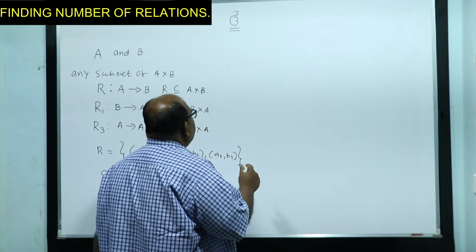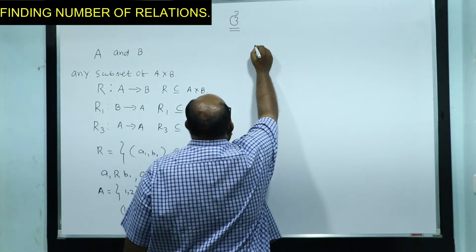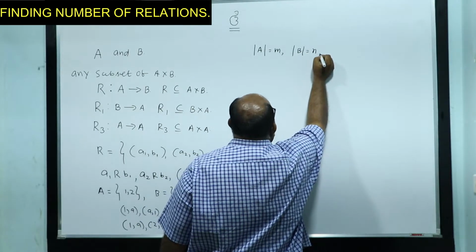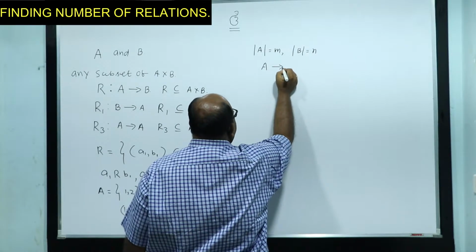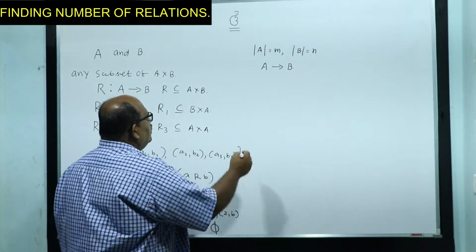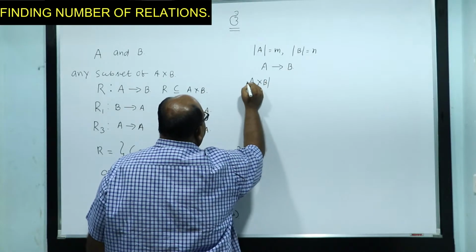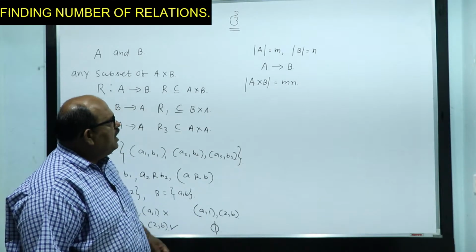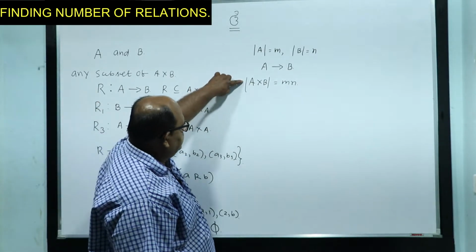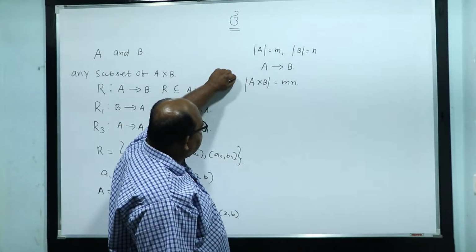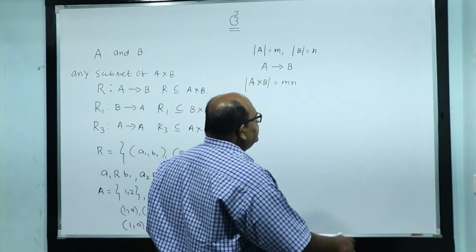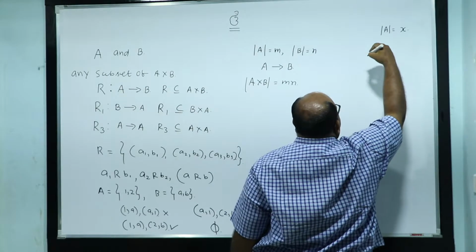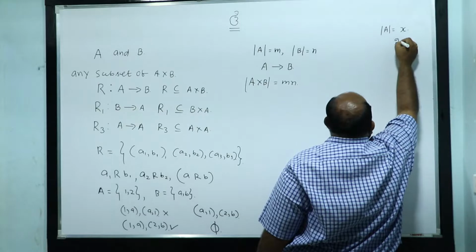Now the discussion point is how many relations are possible if the cardinality of A is equal to m and the cardinality of B is equal to n, then how many relations are possible from set A to set B? We know the cardinality of A into B is equal to mn, the number of elements present in A into B is mn. Then how many subsets of A into B can exist? Remember 10th class set theory knowledge: if any set contains x elements, then the number of subsets possessed by this set will be 2 to the power x.